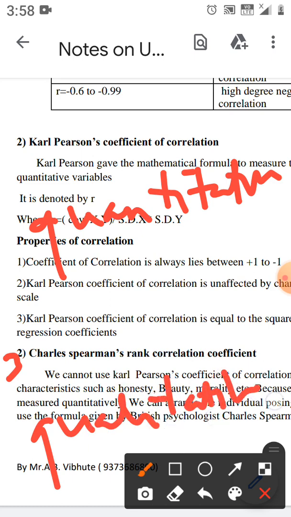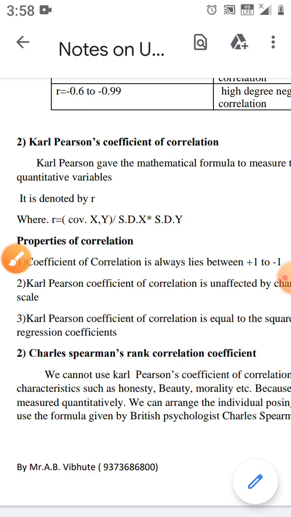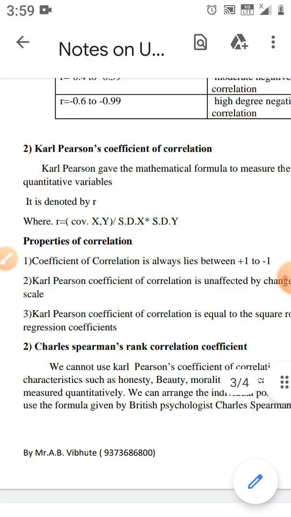Qualitative and quantitative variables we already saw in unit number 1: quantitative is what can be quantified, and qualitative is what cannot be quantified in a certain type of measurement. So we can say that Karl Pearson coefficient of correlation is related to the quantitative variable and Charles Spearman rank correlation coefficient is related to the qualitative variable.